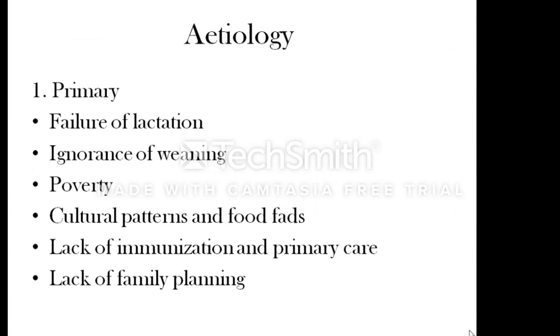What are the causes? The causes can be primary, and primary, particularly in children, is failure of lactation or failure of provision of milk from the mother. And this may be due to ignorance, and most of the times it's due to poverty, okay? Ignorance of the weaning time by the mothers. There may also be cultural patterns and food forbidding activities. Lack of immunization and primary care, or lack of family planning. These are the main etiological factors that occur in malnutrition.